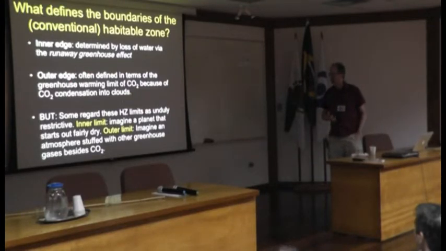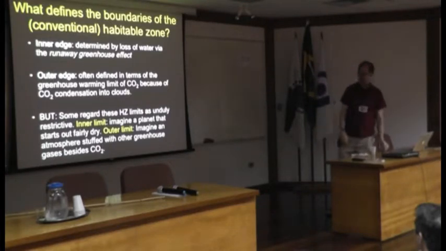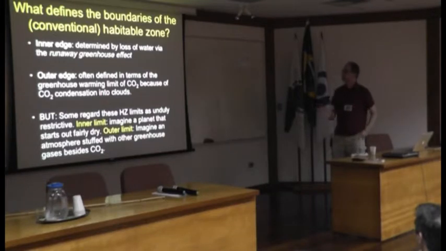What defines the outer edge is built on some assumptions. So if we assume that it's a liquid water planet and that it also has carbon dioxide, then there's a problem, which is if you go too far from the star, the atmosphere becomes so cold that the carbon dioxide begins to condense into clouds in the atmosphere, and it's no longer an effective greenhouse gas. Once it forms a condensate, and actually if the particles start falling to the surface, then you lose the greenhouse warming. And so this is how people define the outer edge.